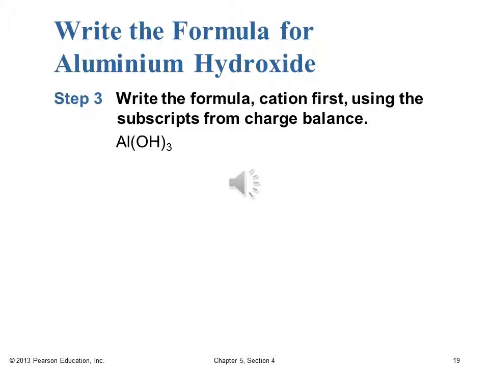So we don't show the subscript of 1 for the aluminum, but we do have to show the subscript of 3 for the hydroxide and put it in parentheses. If there's just 1 of the polyatomic, then we show no subscript, no parentheses.